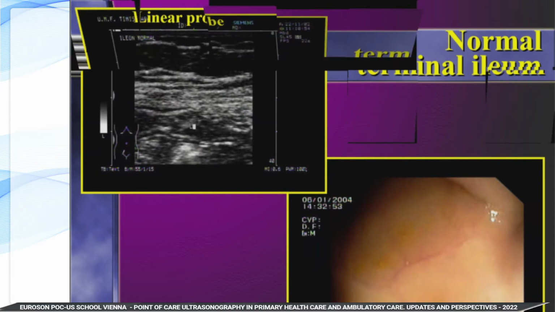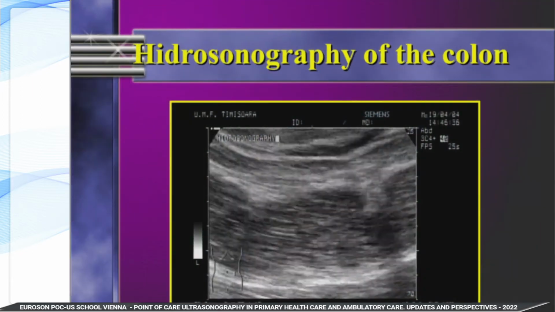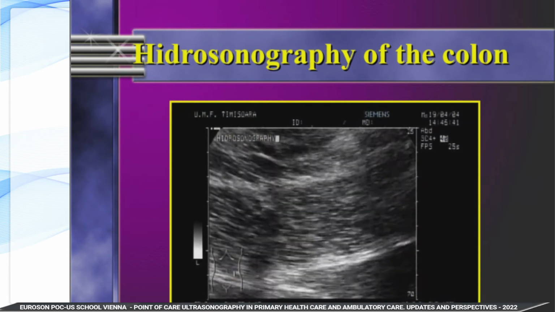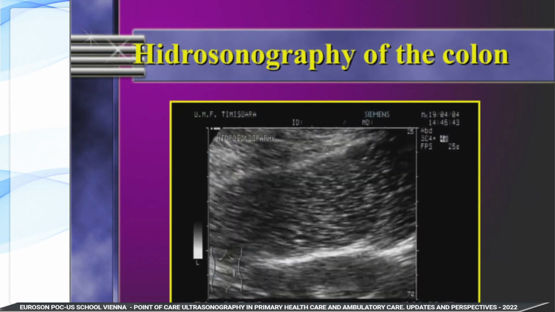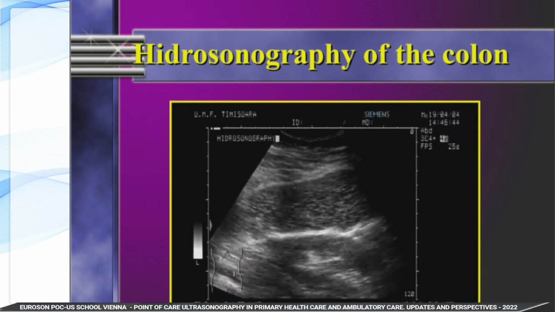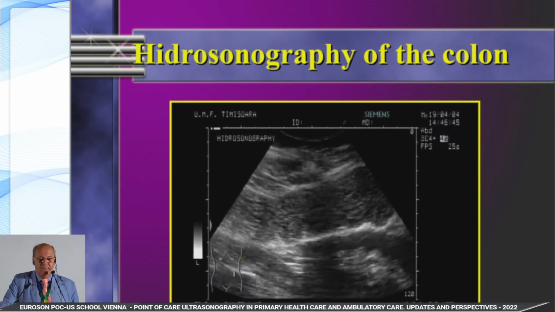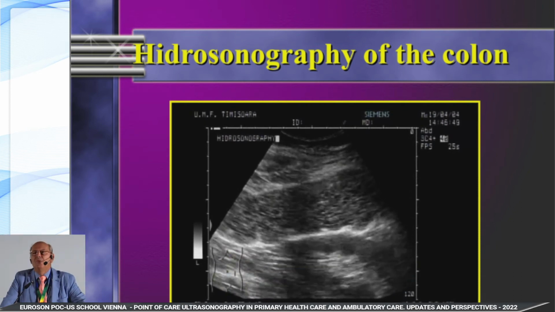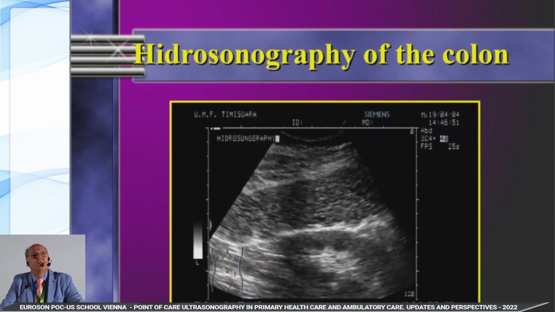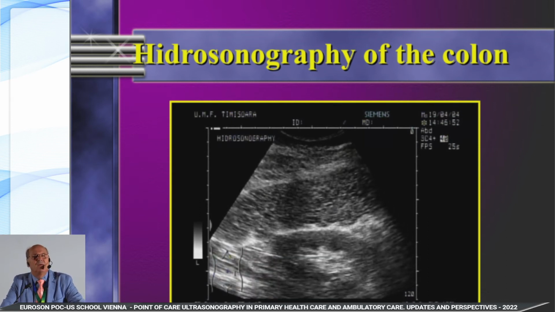Okay, in the past we used to have hydrosonography of the colon, making an enema of the patient, putting water in the colon and looking at the colon. We don't use it at this moment. It's a little difficult to make this examination because the patient is not able to keep the enema for too long. But in the previous time we sometimes used this method.